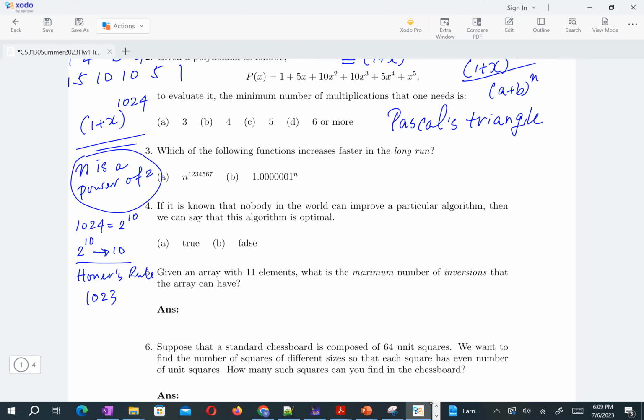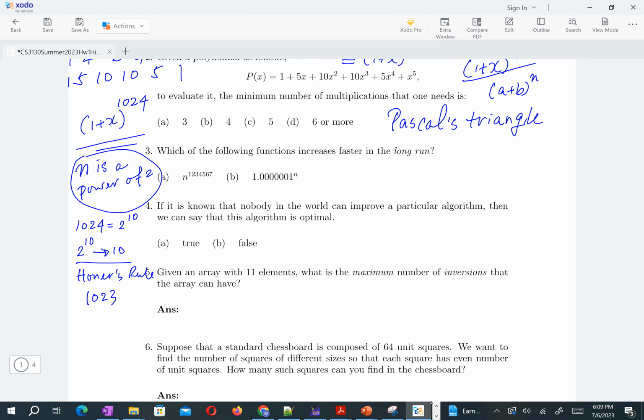But if it's not exactly a power of 2, say 5. 5 is not exactly a power of 2, but it's close to a power of 2, right? 4. After we get 4, one more multiplication, we can get 5, right? So we try to get the closest power of 2, then we do the extra work.